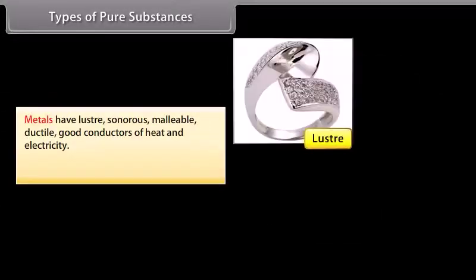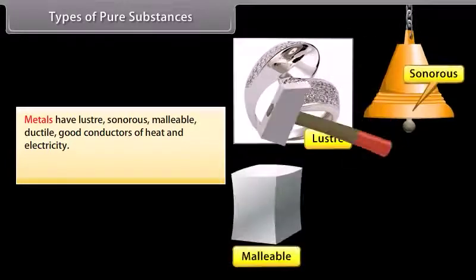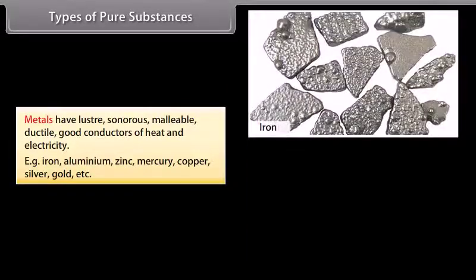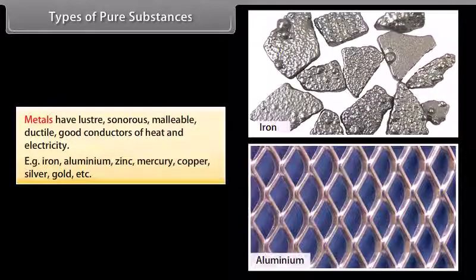Metals have luster, are sonorous, malleable, ductile, and good conductors of heat and electricity. Example: iron, aluminium, zinc, mercury, copper, silver, gold, etc.